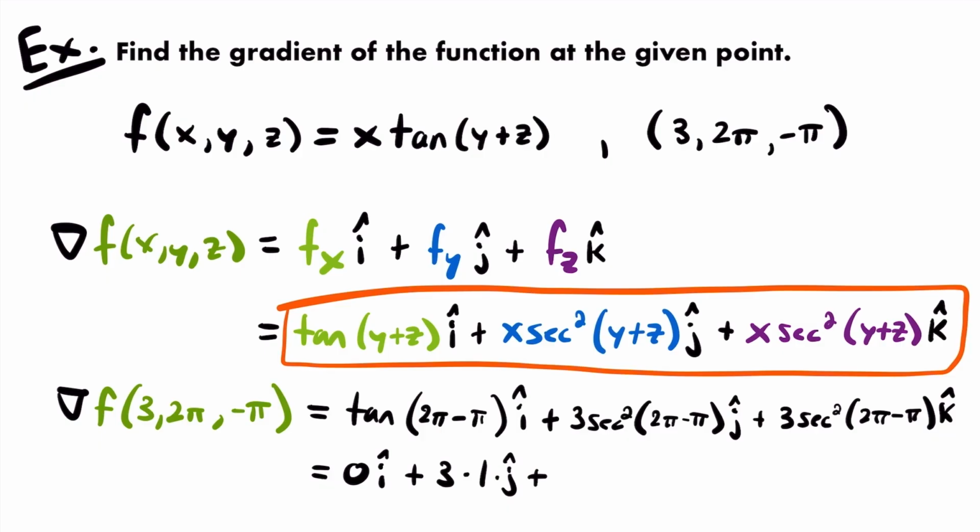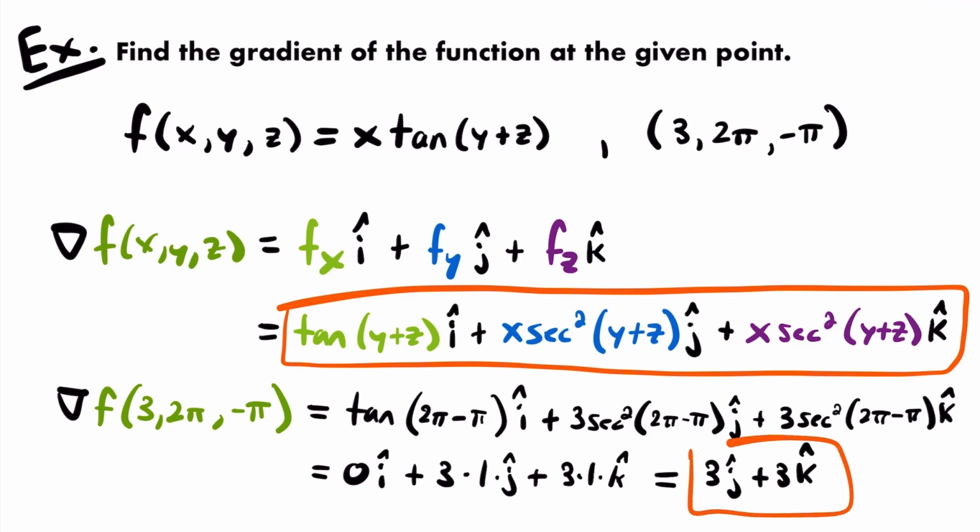Okay, so what we get here is 3 times 1 times j, and then you'll get the same thing for the z component because it's the same exact expression. 2 pi minus pi is pi. Secant squared of pi will be positive 1. So we get 3 times 1 times k. So altogether, we don't really need to write the x component because it's 0, but then the y and z components are both 3. So our final answer is that the gradient vector at the point 3, 2 pi, negative pi for this multivariable function is 3j plus 3k. That is our final answer.